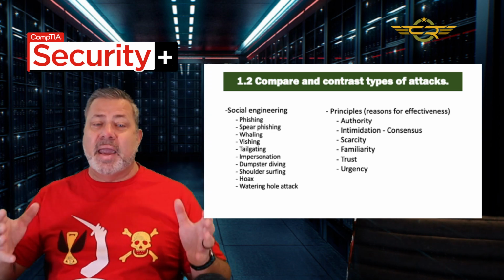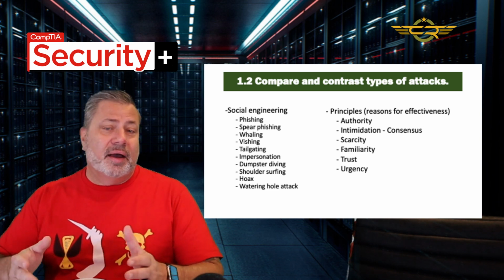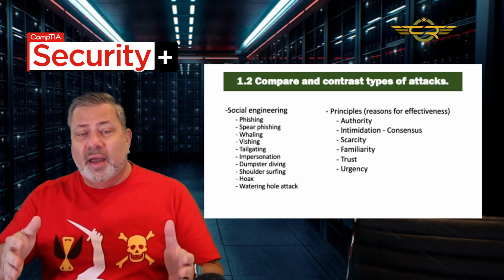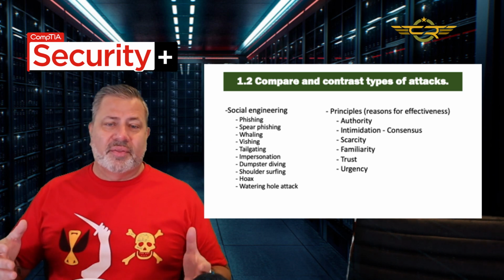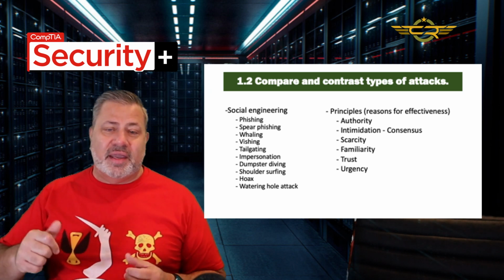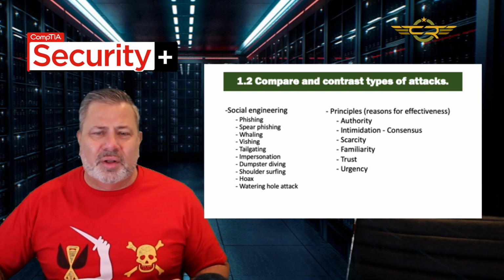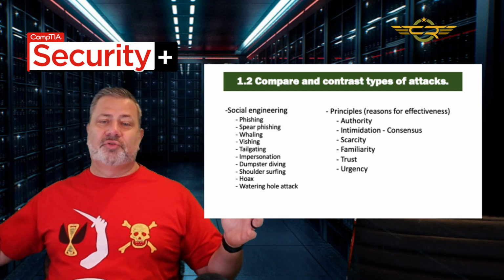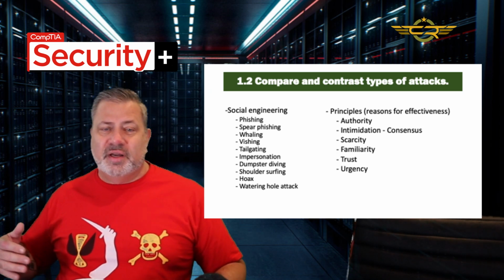1.2 is a big subdomain. It's got a lot of stuff in it. This is where we cover our social engineering. And there's a lot of stuff wrapped up into social engineering, like what are the types of social engineering? You know, phishing, spear phishing, whaling, vishing, tailgating, impersonation, dumpster diving, shoulder surfing, hoaxes, watering hole attacks, all those different types of social engineering. Tell the difference between them. Tell what's different between phishing and whaling.